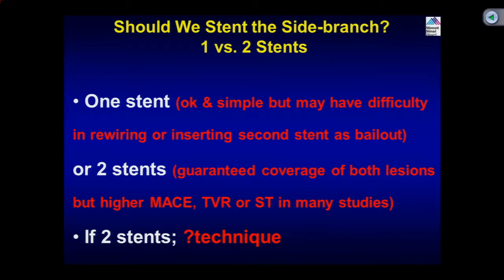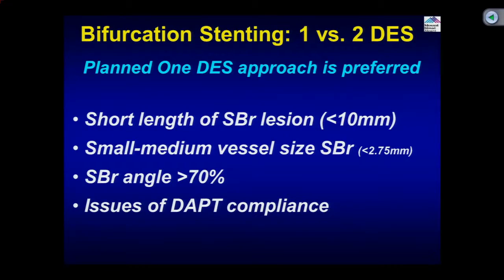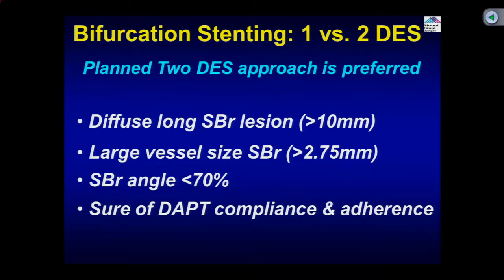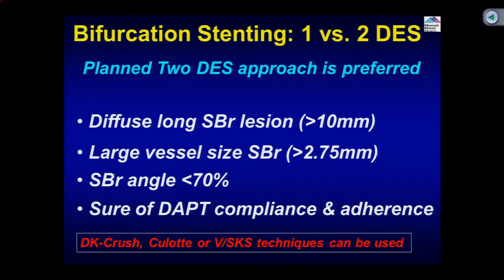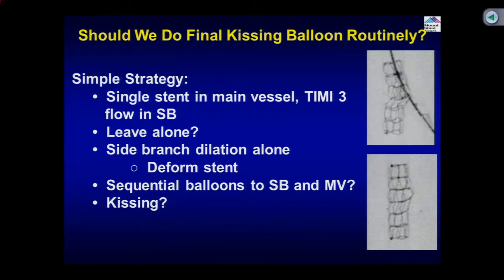And then of course with two stents, what technique you use, I would say a very simple message. If it is a short lesion of the side branch and the side branch angle is more than 70%, it's a small vessel, or the patient has an issue with DAPT compliance, you put only one stent. Two stents you put if there is diffuse disease of the side branch and it's a large vessel. And of course we have to make sure the patient is going to take DAPT for a long time. And of course the technique is what you prefer.